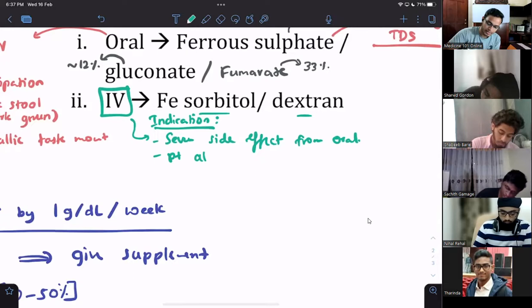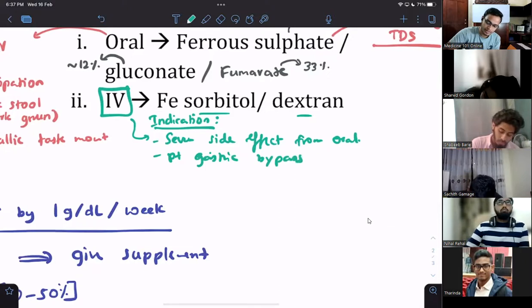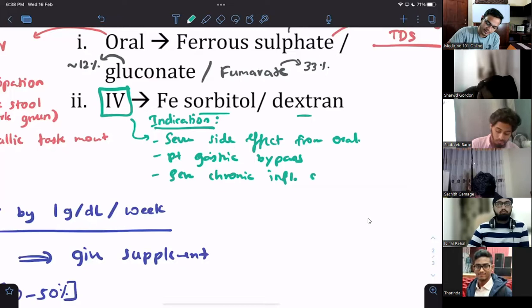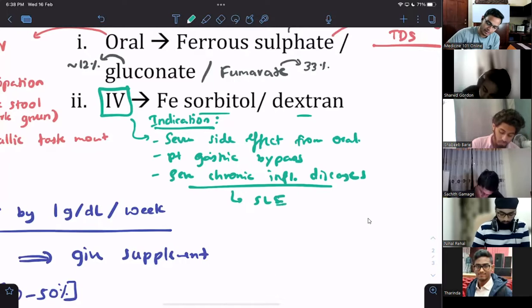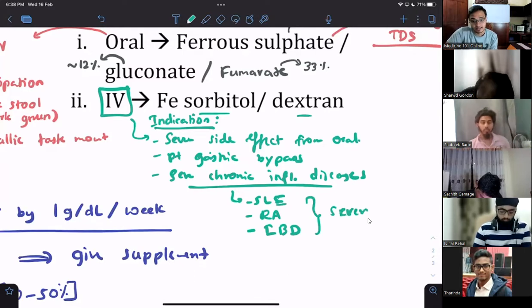or a patient who has had a gastric bypass, a bariatric surgery, sleeve gastrectomy or something like that. And then patients sometimes with severe chronic inflammatory diseases, for example, severe SLE, severe rheumatoid arthritis, severe IBD. These kinds of cases, guys, severe ones; mild to moderate is not a big problem. Severe cases are the issue when they have chronic inflammation.